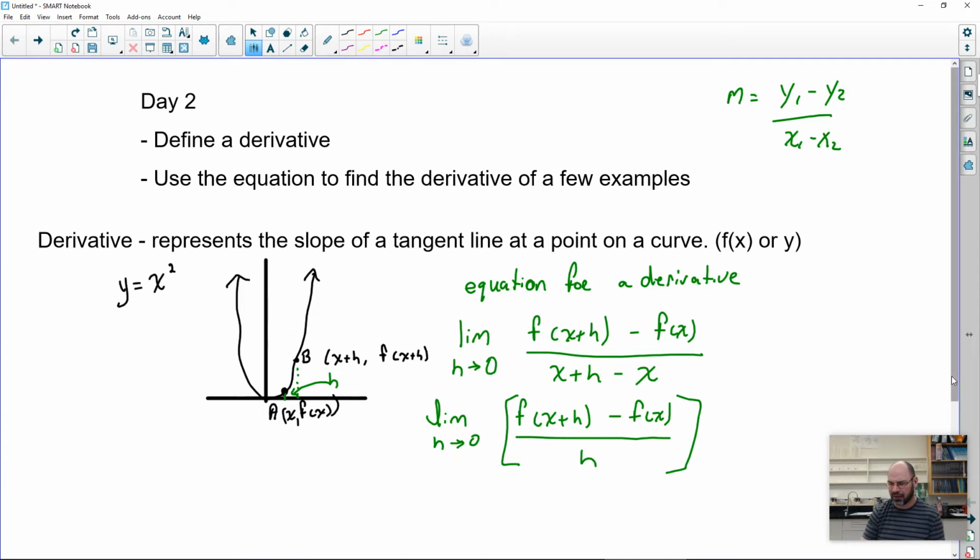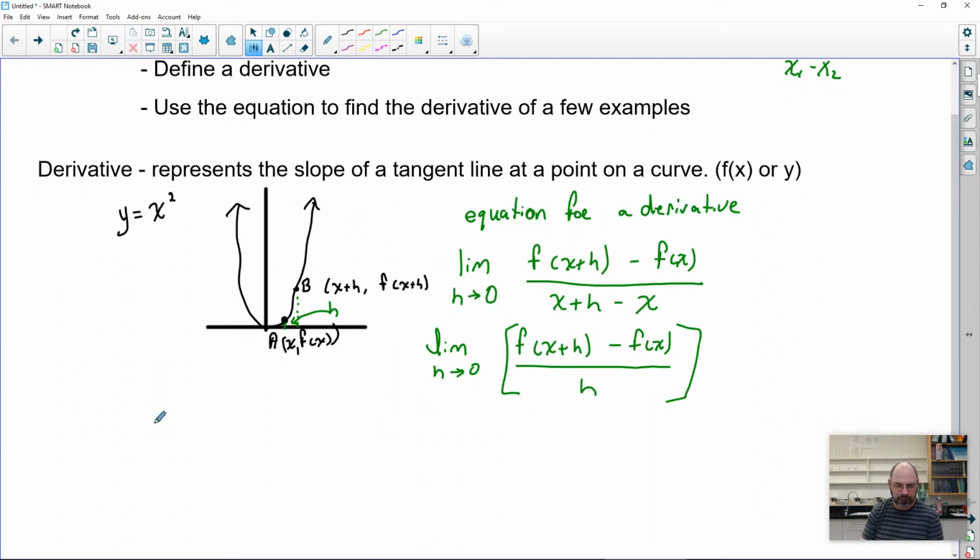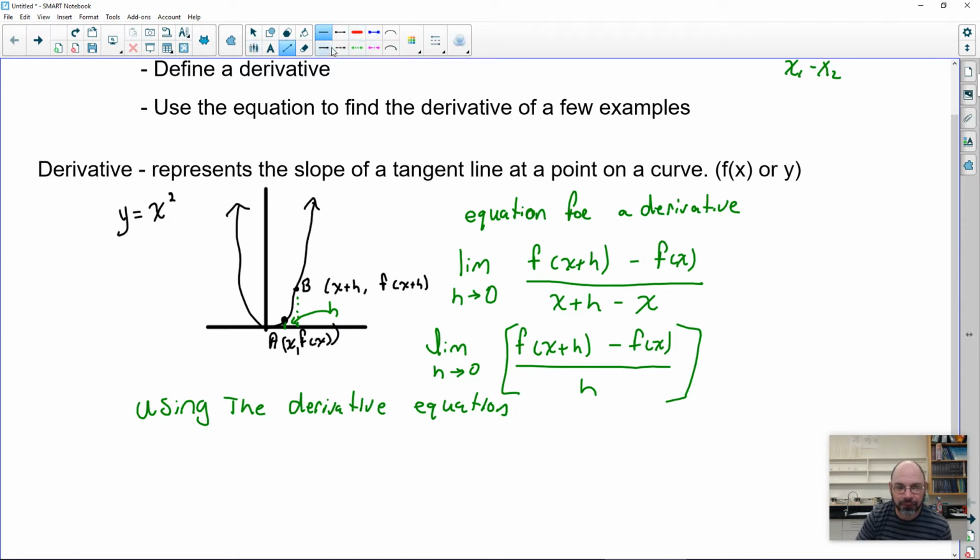How do you plug this in? So using the derivative equation, what we're going to do is get the slope of this line. And this b is going to be so close to here that we're going to get a slope line like right along there. And that's going to represent our slope.